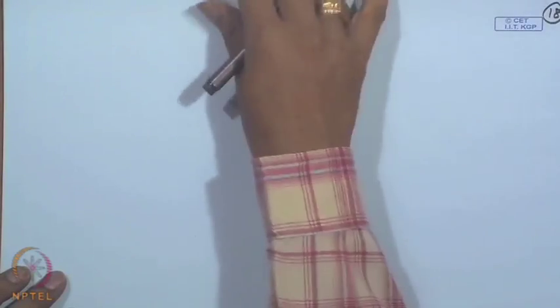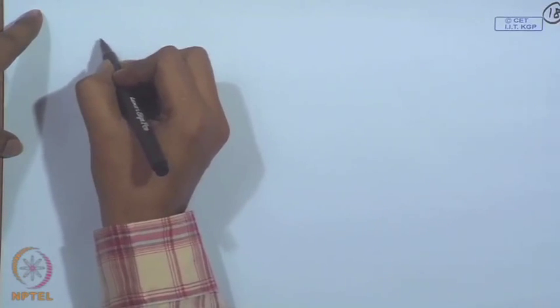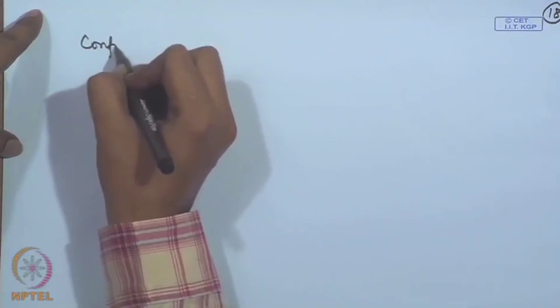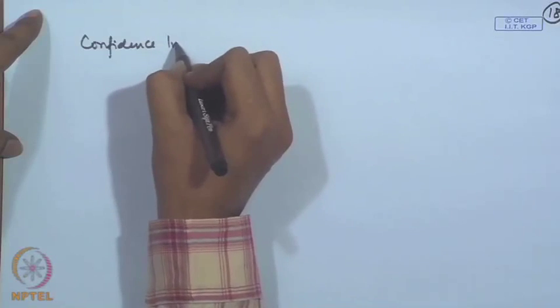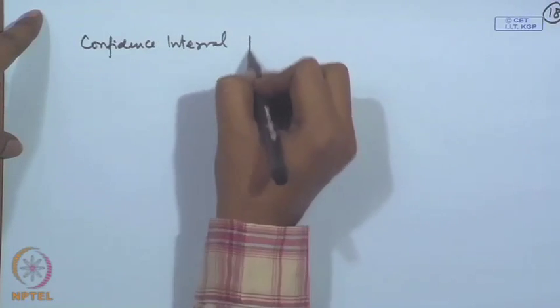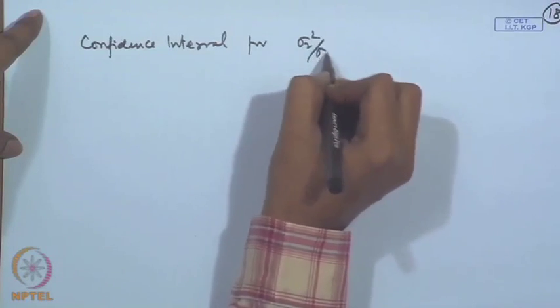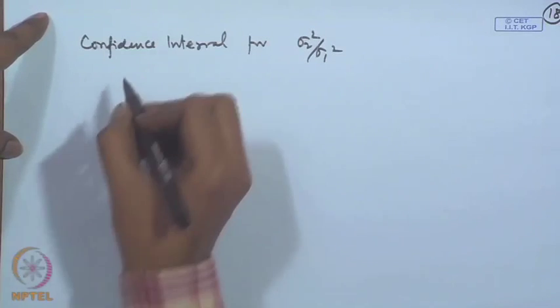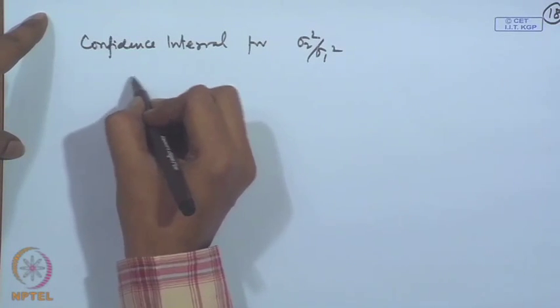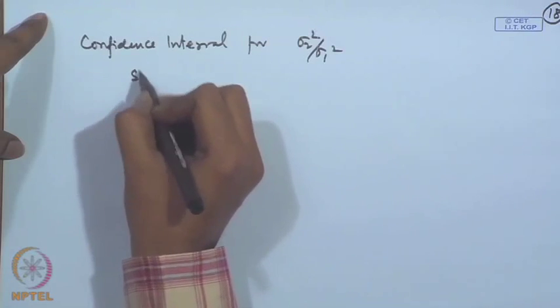I will end this lecture with the confidence interval for variance ratios. If I have a variance ratio, I can consider a confidence interval for, say, sigma 2 square by sigma 1 square. Then I can consider this quantity.